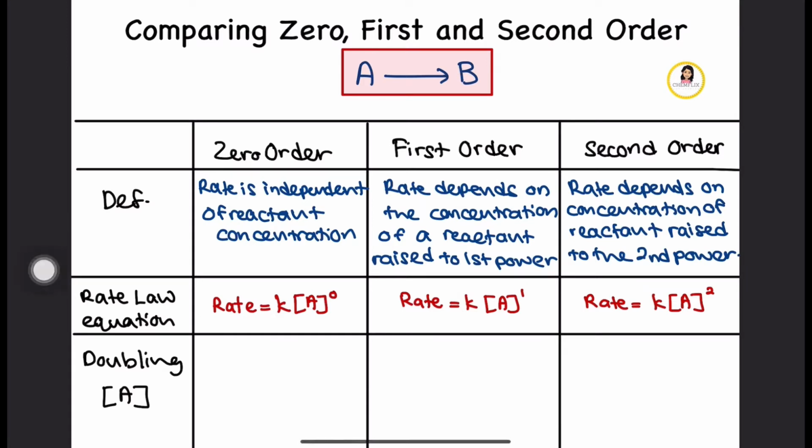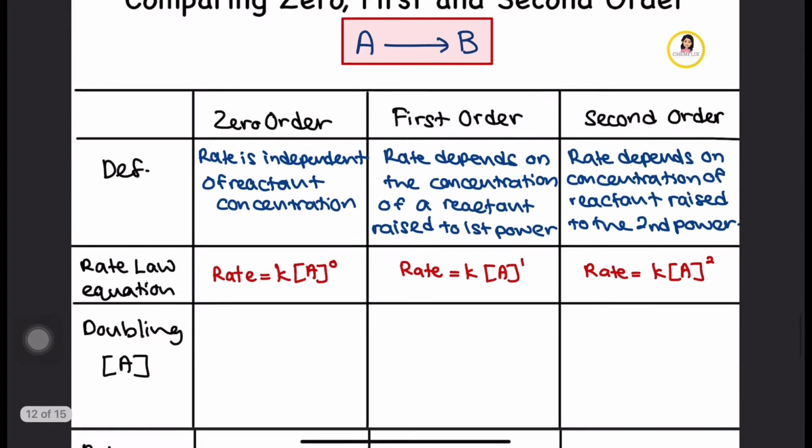Now let's write a rate law or rate equation for this. For zero order, it would be rate equivalent to rate constant multiplied by the concentration of reactant, which in this case is A, raised to the power of 0. For first order, it would be rate equals the rate constant multiplied by the concentration of A raised to the power of 1. Finally, for second order, it would be rate equivalent to k multiplied by concentration of A raised to the power of 2.